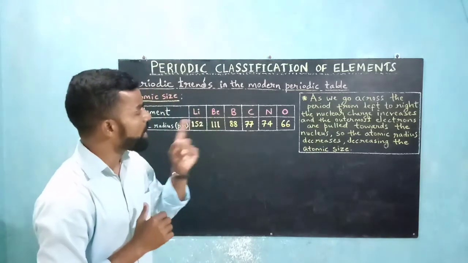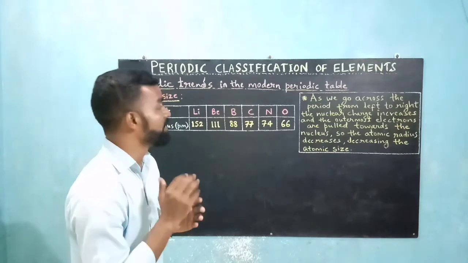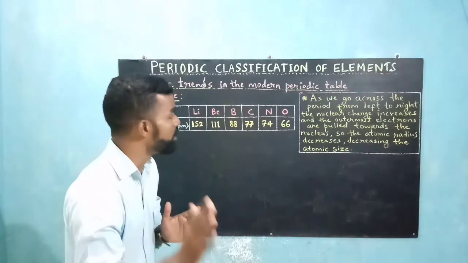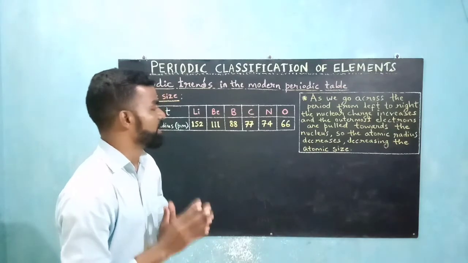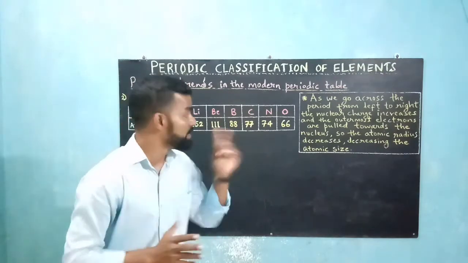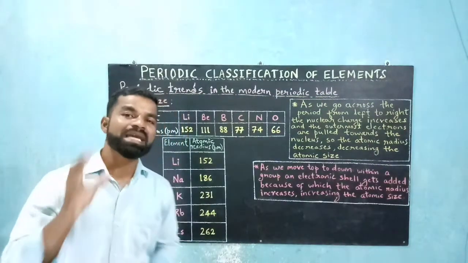So as we go across the period from left to right, the nuclear charge increases and the outermost electrons are pulled towards the nucleus. So the atomic radius decreases, decreasing the atomic size. This is what you have to remember. It's very important.